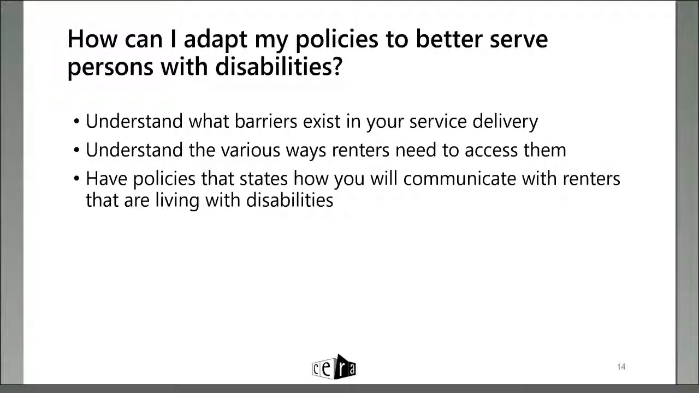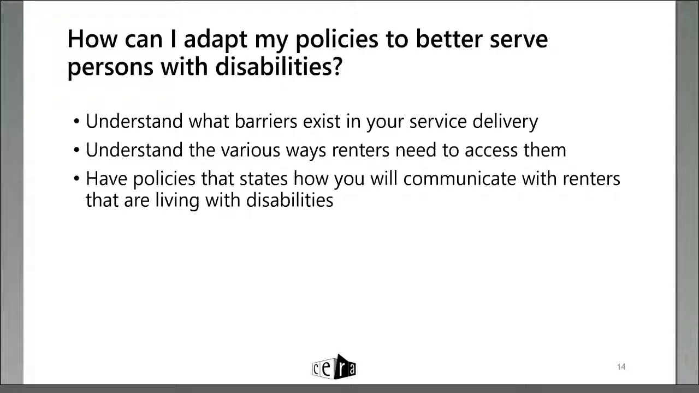All private sector, nonprofit, and public housing providers with 50 or more employees must put their customer service policies in writing and make them available to the public when requested. Additionally, if requested, they are required to provide this document in an accessible format.